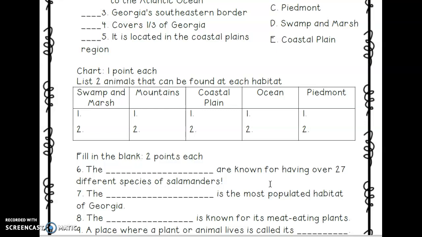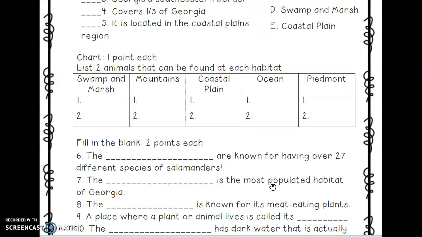Number 7, the blank is the most populated habitat of Georgia. We spoke about this earlier. What is the most densely populated habitat in Georgia? If you said Piedmont, you're correct. The Piedmont is the most populated habitat in Georgia.